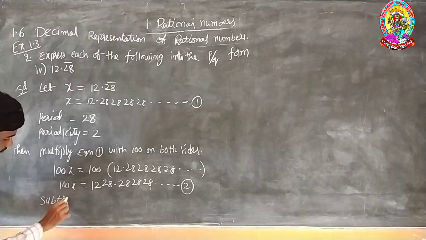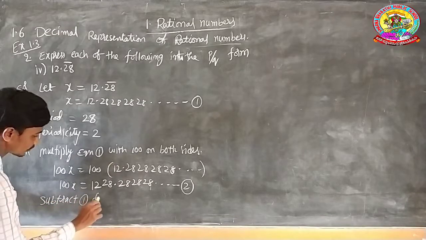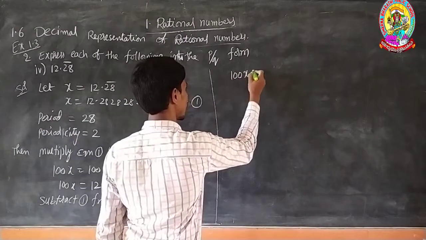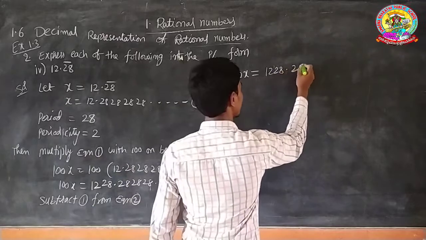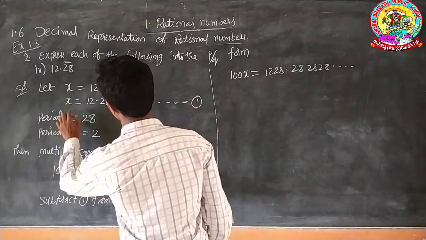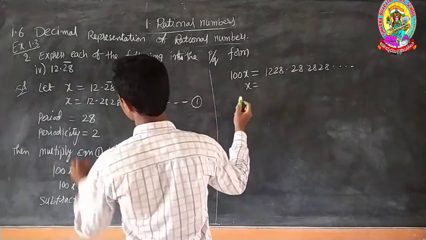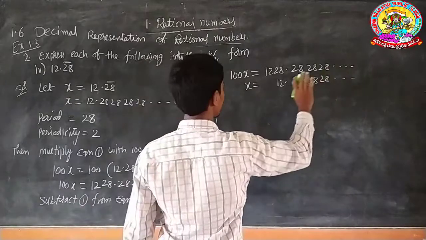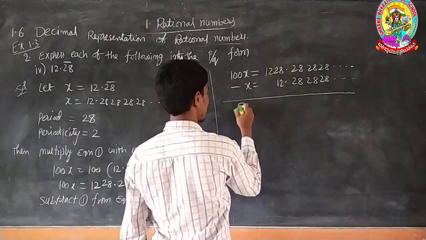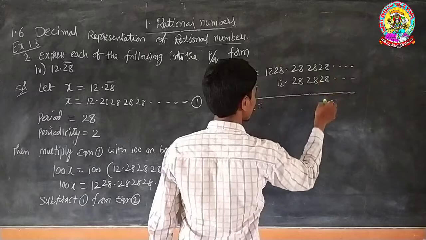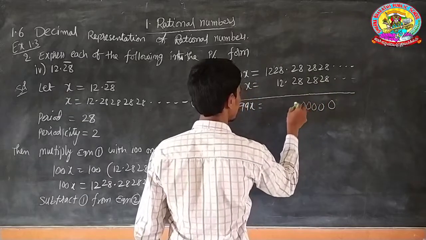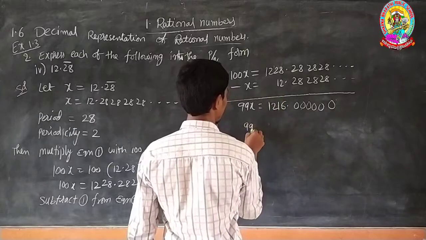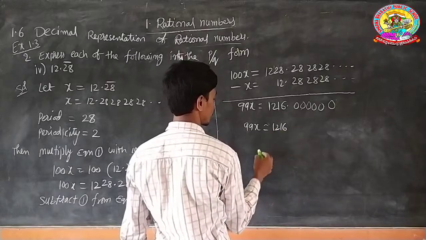Subtract equation 1 from equation 2. Equation 2 is 100x is equal to 1228.282828 and so on, and x is equal to 12.282828 and so on. 100x minus x becomes 99x is equal to 8 minus 8 is 0, 2 minus 2 is 0, 8 minus 8 is 0, 2 minus 2 is 0, 8 minus 8 is 0, 2 minus 2 is 0, 8 minus 2 becomes 6, 2 minus 1 becomes 1, 2, 1. So 99x is equal to 1216.